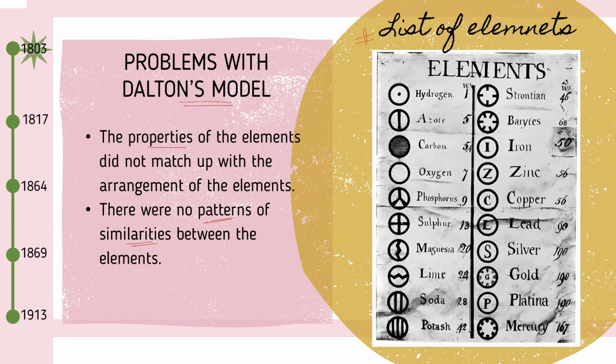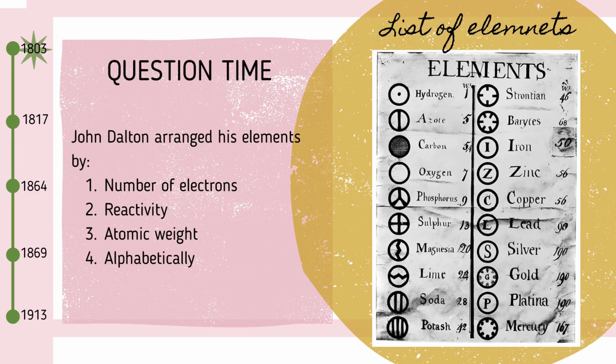That's it. Question time. John Dalton arranged his elements by number of electrons, reactivity, atomic weight, or alphabetically. Think of an answer and then check it whether you're correct or not. If you answered atomic weights, then you're correct.